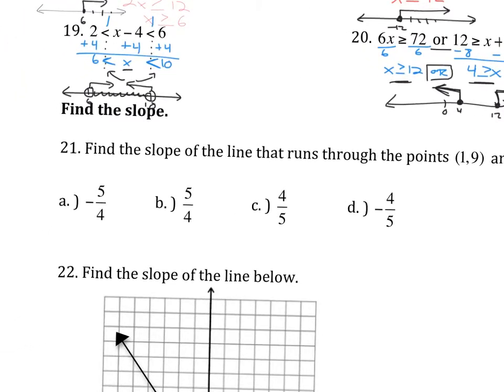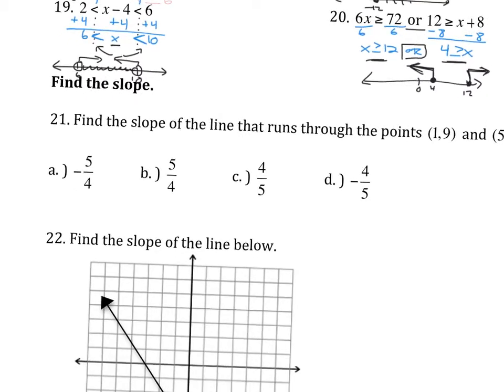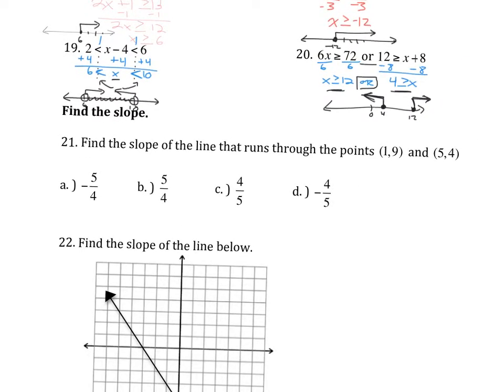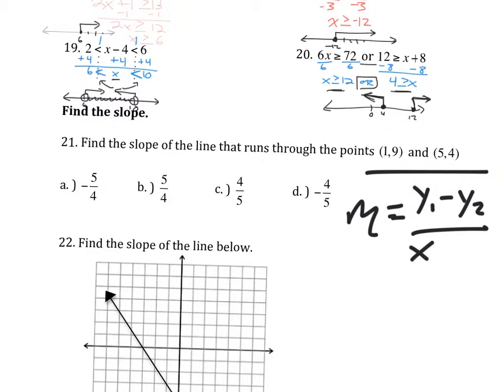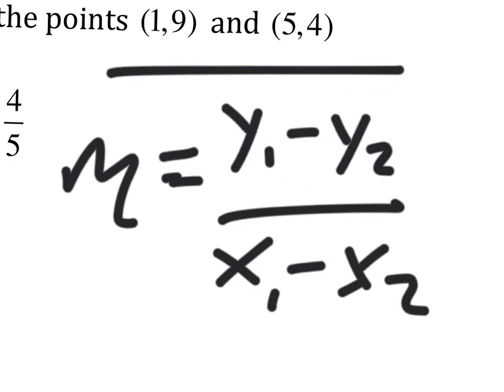Let's take a look. Find the slope of the line that runs through the points 1, 9 and 5, 4. Slope. One definition says that according to 2 points, you would subtract the y values on top and subtract the x values on bottom. I'm going to zoom in and do that for you.